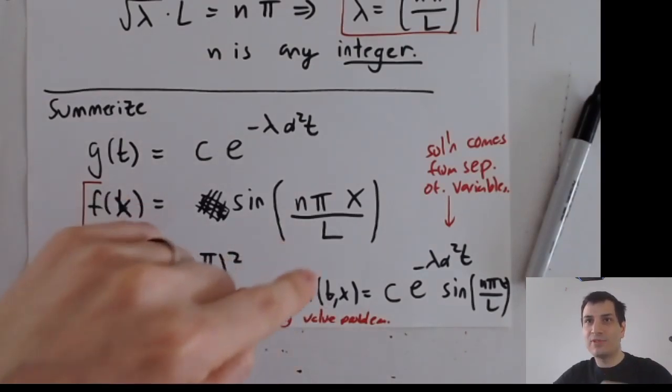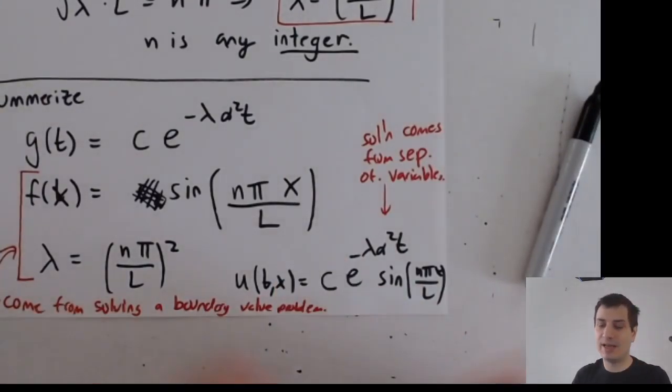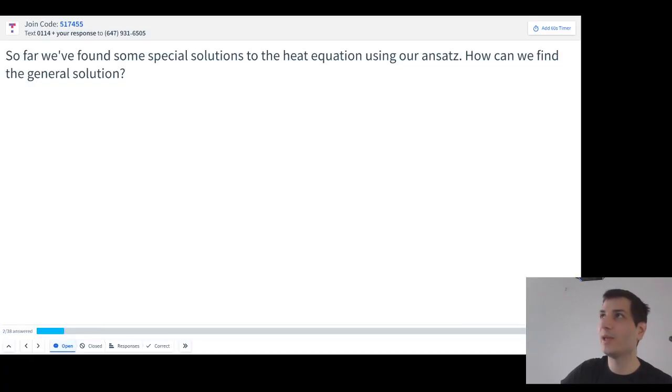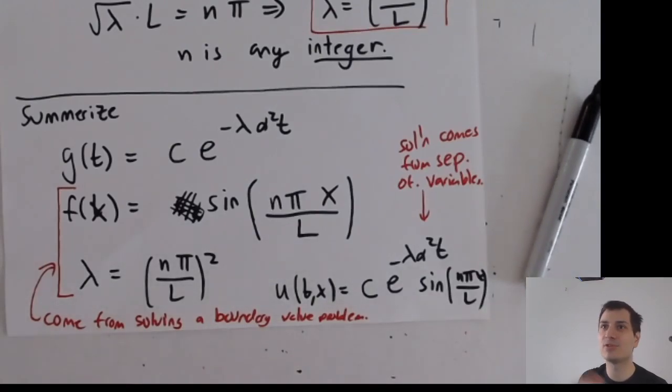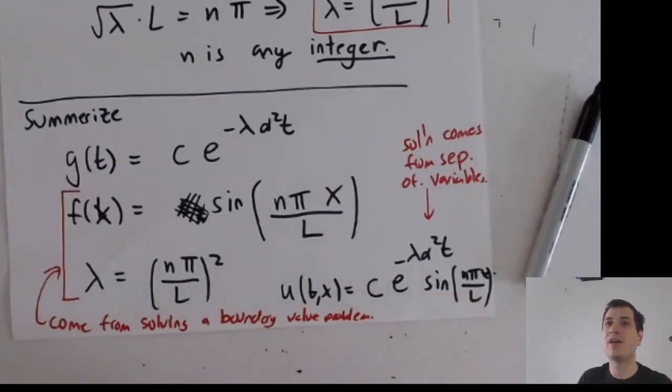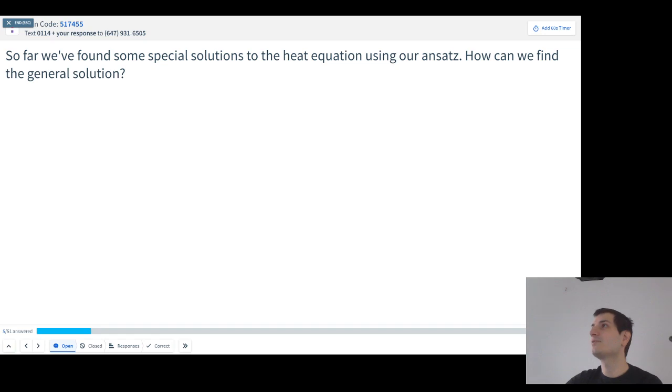Okay, so what we've done with separation of variables, we found this very special solution. This solution was separable. It has a t part and an x part, and they're multiplied together. In top hat right now I have open, and I said, so far we found some special solutions, these ones. Why did I say some? Because n can be any integer. So actually we found a whole family of solutions. For any value of n, we have such a solution. So we have a whole family of these solutions, but the question is, in top hat, we found some special solutions using our ansatz. How can we find the general solution?